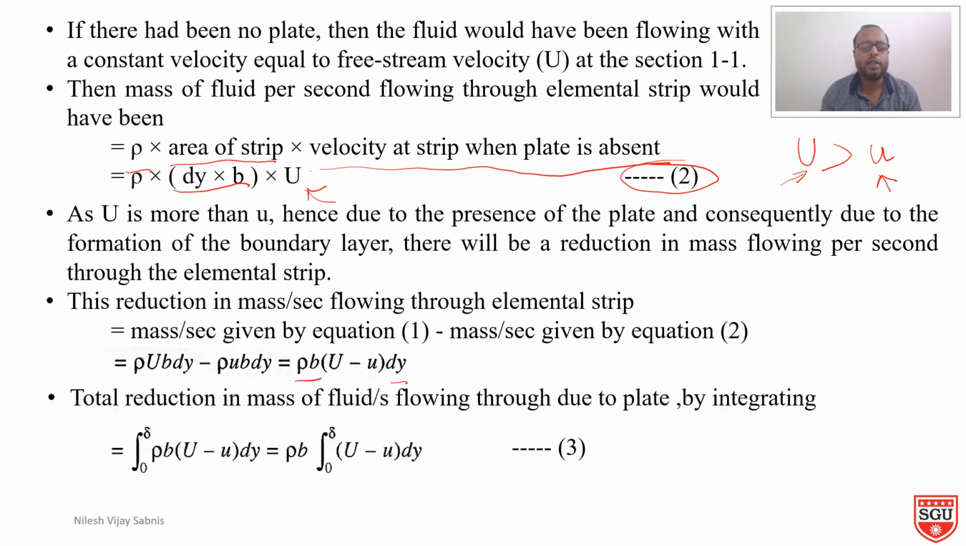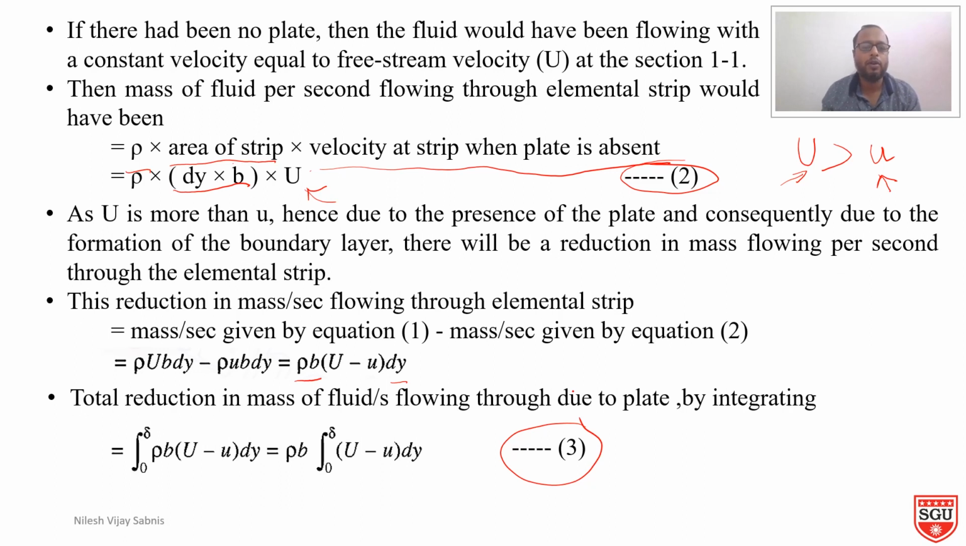So the total reduction in the mass flow rate through the plate is nothing but the integration of the above equation, integrating between limits 0 to delta. 0 is the boundary where velocity is 0 and delta is the final boundary of the boundary layer. Here rho and b are constant. And this is equation number 3.